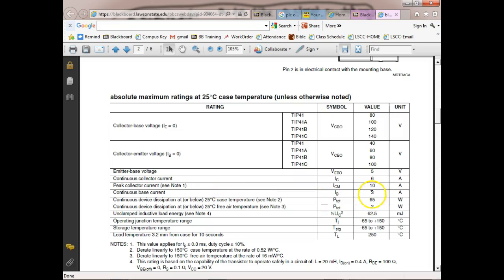How about you put in the 3 amps into the base, so that's a pretty good size, pretty good base. But 65 watts. So when I'm operating in cutoff and saturation, we'd be looking at this 6 amps. When I'm operating in active region, we'll be looking at the 65 watts. So active region, we're concerned with exceeding the power rating of the transistor. Cutoff, we're concerned with exceeding the current rating of the transistor. Does all that make sense? So this would be a pretty good transistor.